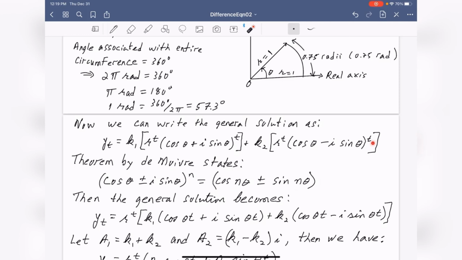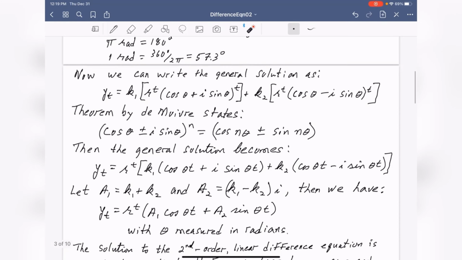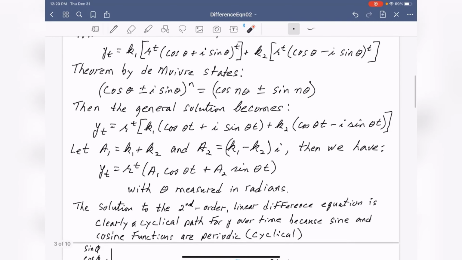So then what we can do is we can take that t and bring it down. So then the general solution becomes r^t, all in square brackets, K1 times cos θt plus i sin θt, plus K2 times cos θt minus i sin θt. So now we let A1 equal K1 plus K2 and A2 equal K1 minus K2, multiplied by this imaginary term i. So then we have that y_t is r^t, all multiplied by A1 cos θt plus A2 sin θt, where θ is now measured in radians.